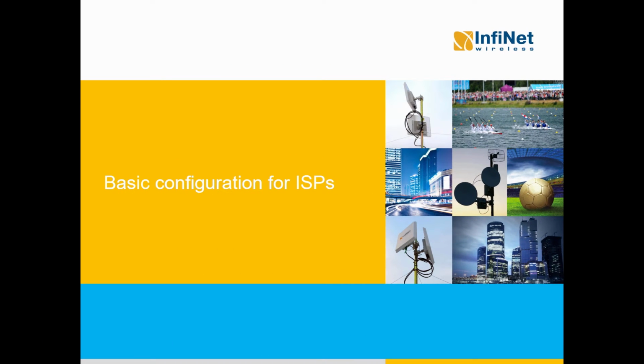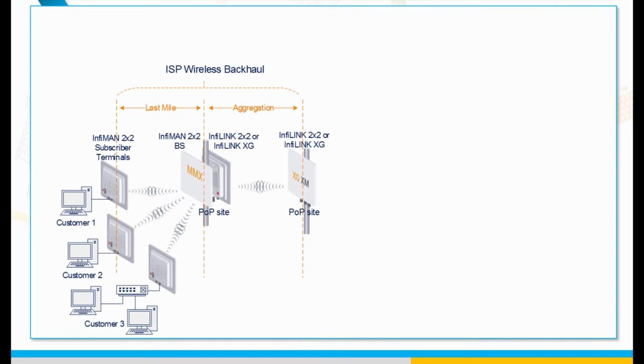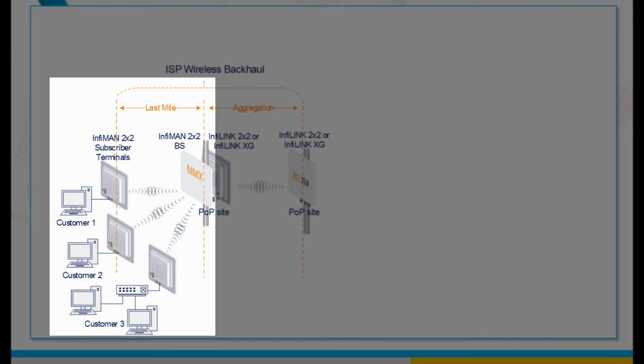In this video, we will describe the configuration of a basic wireless network topology that is commonly found in the Internet Service Provider's network. The basic ISP network architecture will be first introduced. A wireless backhaul implemented using InfiNet wireless units is represented in the picture. The last mile segment of the backhaul is directly connected to the end-user equipment, and it is commonly set in a point-to-multipoint topology to aggregate the traffic towards the POP sites.